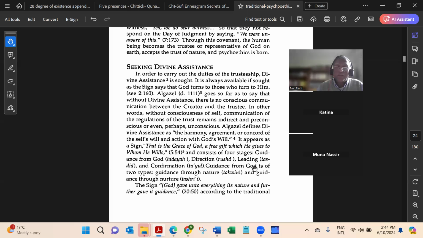Guidance from God is of 2 types: guidance through nature, taqwini, and guidance through nurture, tashri'i. The sign God gave into everything its nature, and further gave it guidance. Surah 20, ayat 50.